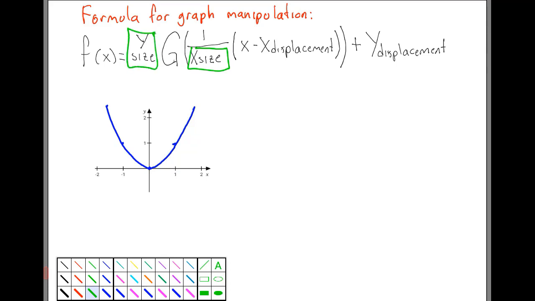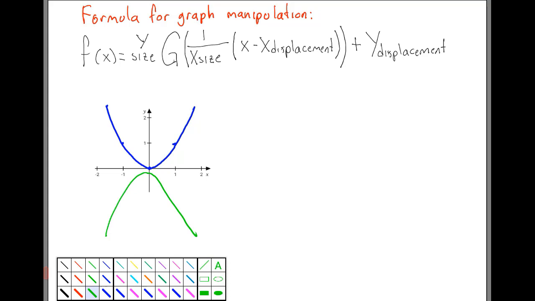These parameters allow you to manipulate the graph either growing in the x direction or growing in the y direction. We can have also negative growth. For example, if we have a negative y size, it will be something like this. That means that you flip it and you move it down.